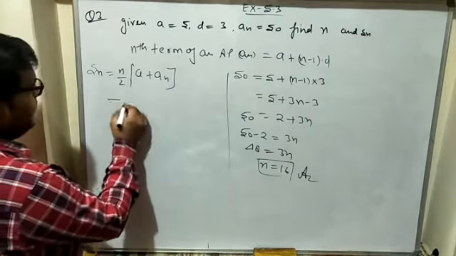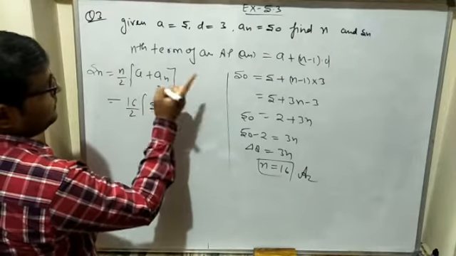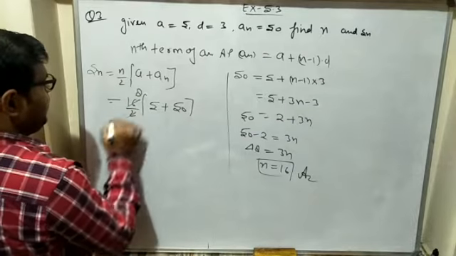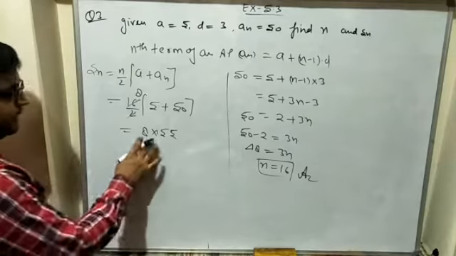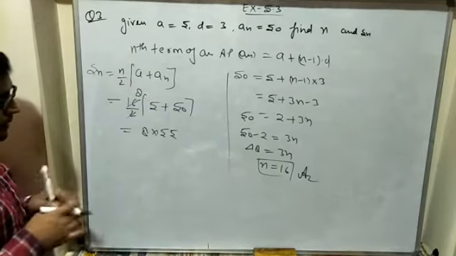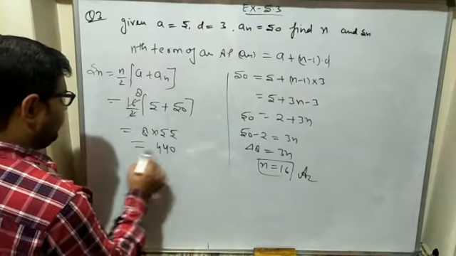So what is the value of n? That is 16 upon 2. The value of a is 5, and the value of an is 50. Okay, so it is cancelled out by 8 times. So 8 into 55. You just multiply 8 by 5, that is 40, and 8 by 5, 40. So it will be 440.